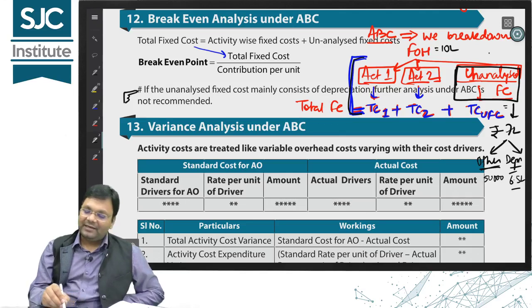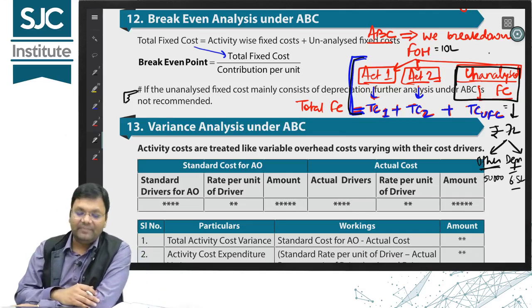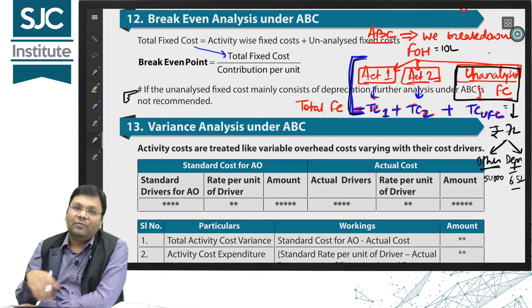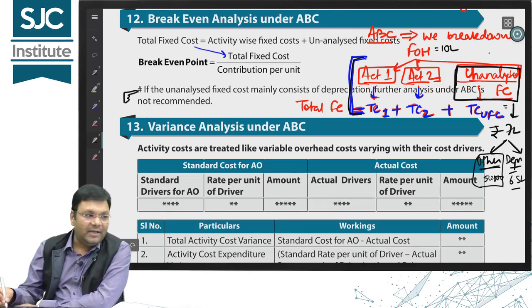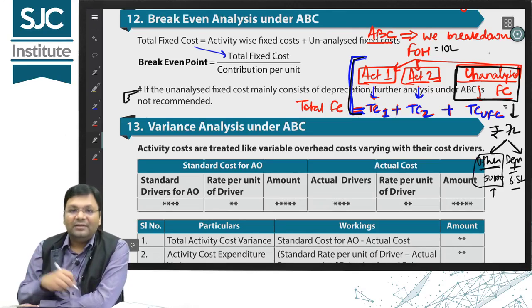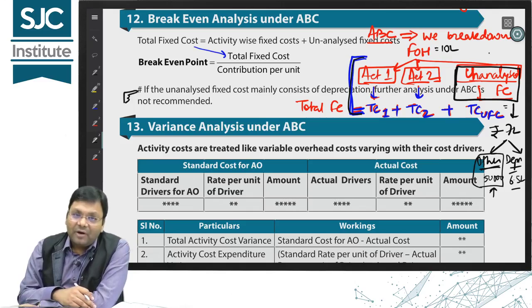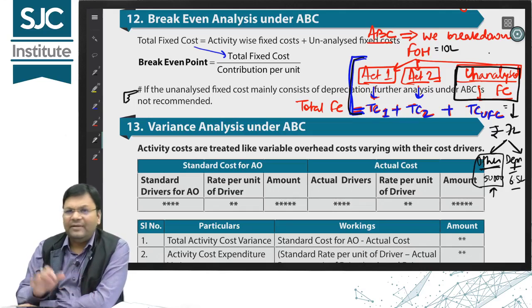If unanalyzed fixed cost mainly consists of depreciation, further analysis under ABC is not recommended. In short, I have written it in one line, but in the question you will have to explain more about what will happen if you analyze this further into different activities. The savings from the other activities may not be enough to recover the cost of implementing ABC. So that way you need to write the answer.